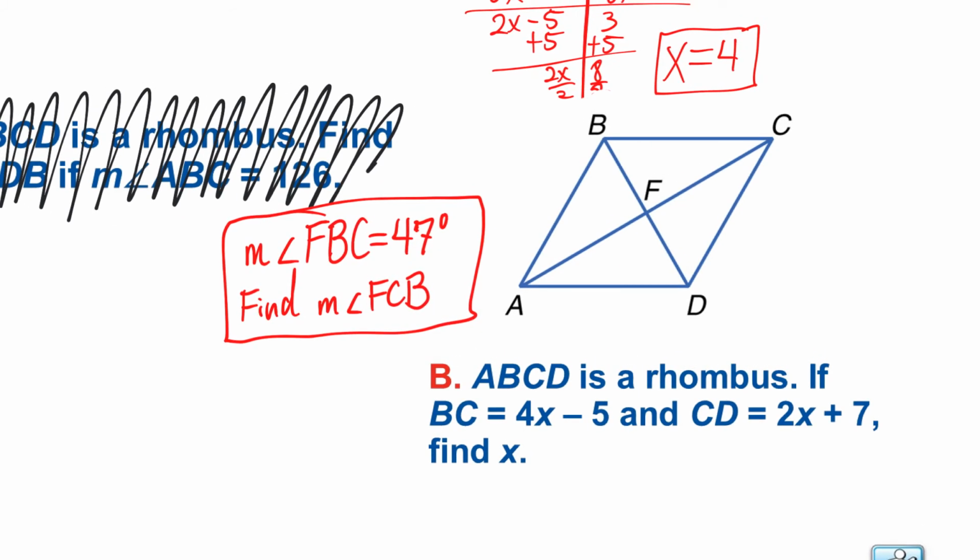Okay, so angle FBC is this angle right here. That's FBC, and like I told you, I want to make that 47 degrees. What we're looking for is angle FCB, which is this angle right here. I want to find that one right there. That's what I'm looking for.